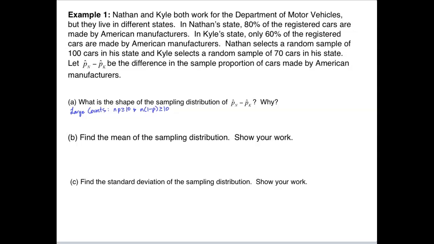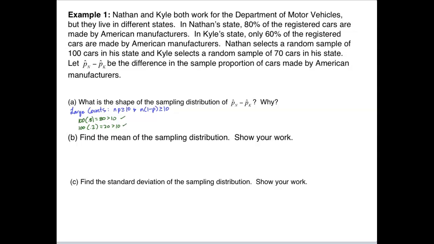He has a sample of 100 cars. His proportion is 0.8. So I'm going to do 100 times 0.8 equals 80, which is greater than 10. And then I'll do 100 times 0.2, which is 1 minus 0.8, which is 20, which is also greater than 10. So check, check.